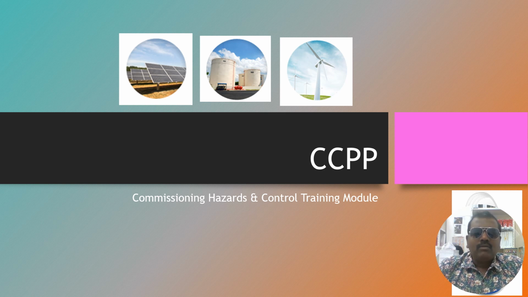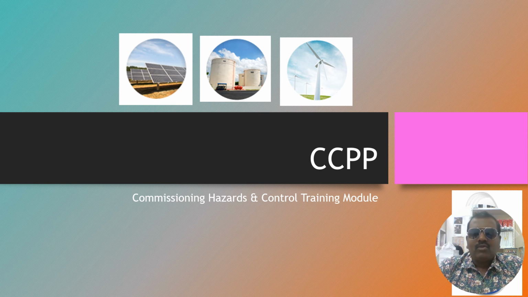The purpose of this video is to implement a new system in a commissioning plant. Wherever in the world you are involved in commissioning, this kind of implementation will support a safe work environment. So we can title this training program as Commissioning Hazards and Control.